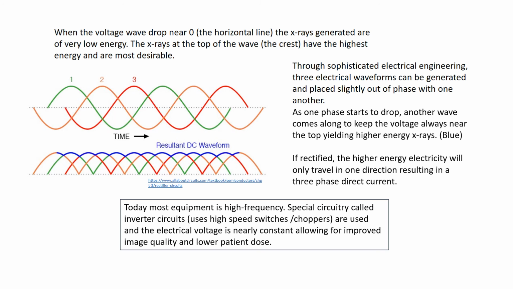Today, most equipment is what we call high frequency. Special circuitry is used. It's called inverter circuits. They show a picture of this to you in Bushong. Inverter circuits use high-speed switches, something called choppers. They're used, and the electrical voltage is nearly constant, allowing for improved image quality and lower patient dose. So what is desirable is to keep the waveform up near the top of the crest. Don't allow it to drop back down to your horizontal line. If we can keep it up near the crest, we're utilizing the highest voltage X-rays for our technique.